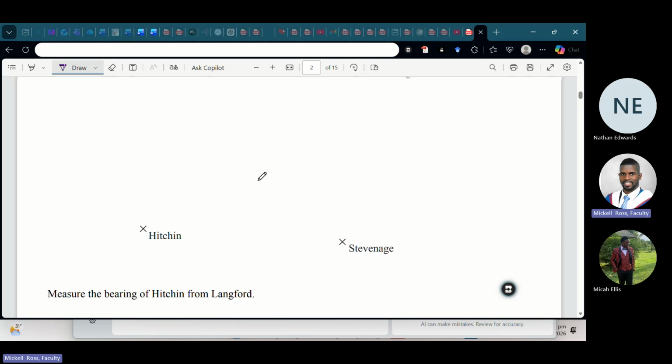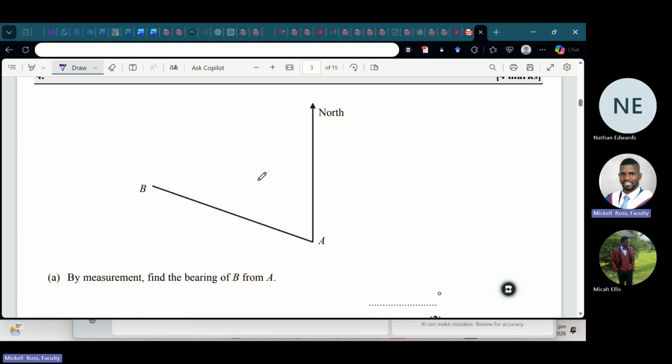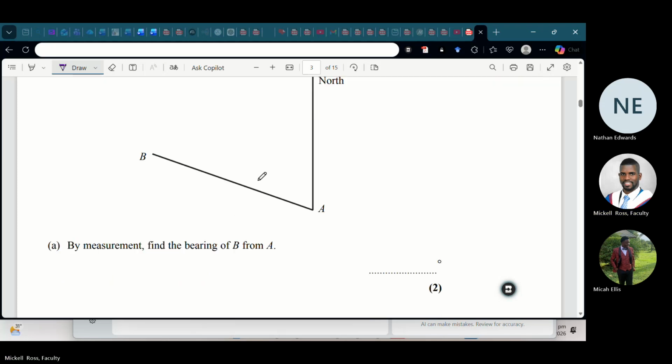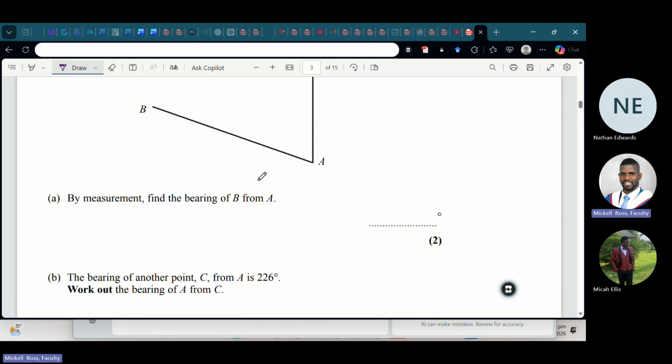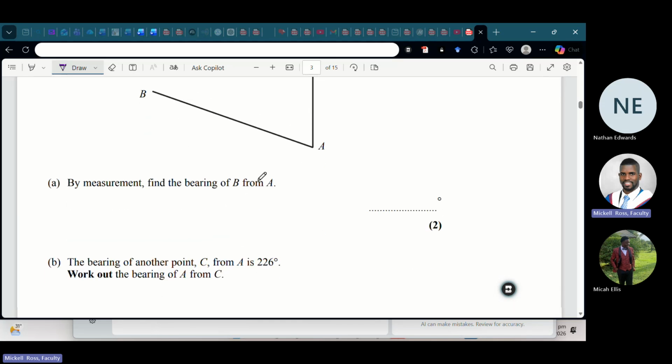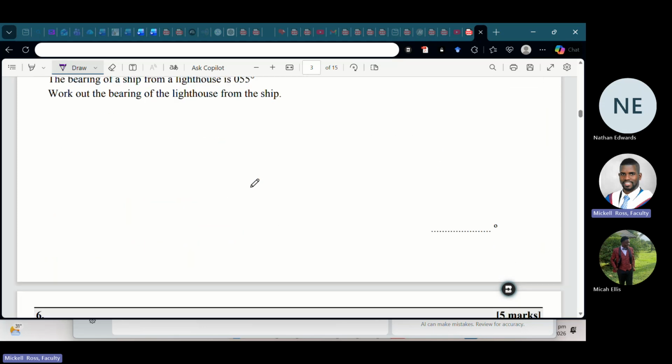This one as well, this one is by measurement. So these ones that are by measurement, we're not going to be able to do because we don't have the paper physically in hand. So all of the ones that are by measurement, we're going to skip past.